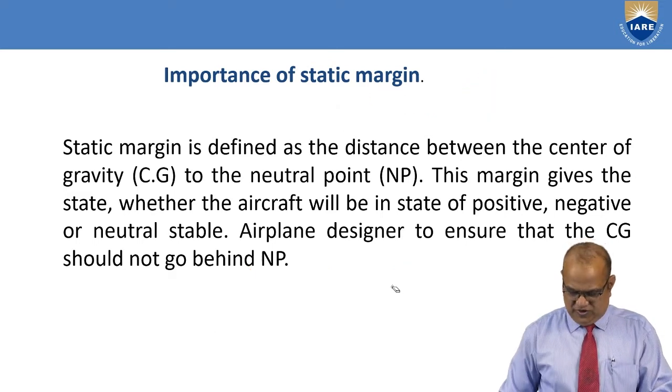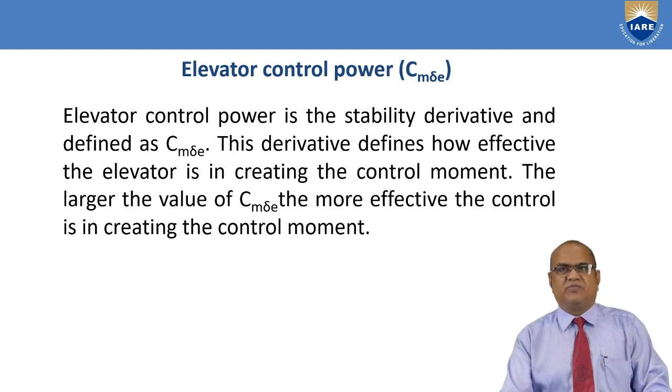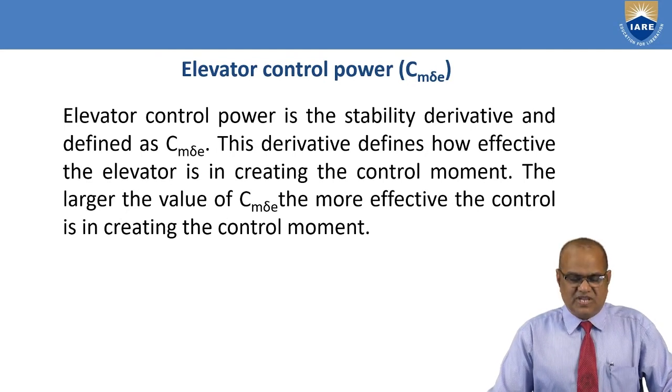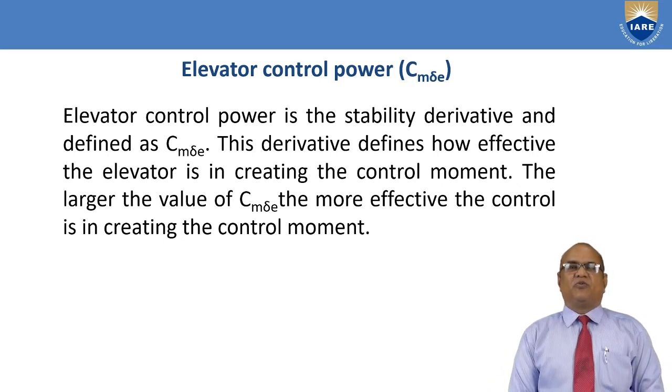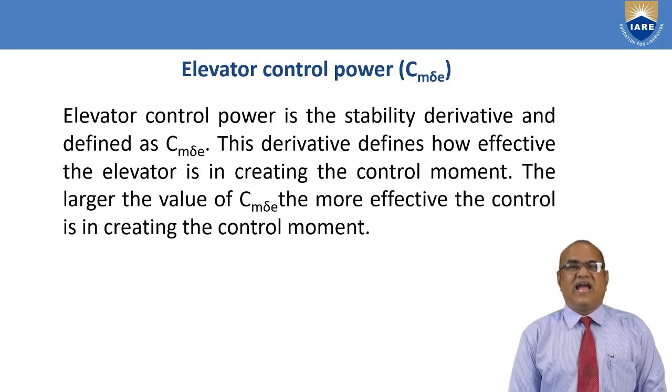Okay, so now I am going to the next topic. It is elevator control power. It is denoted as Cm delta E. So this Cm delta E is dCm by d delta E. Okay, so elevator control power is the stability derivative and is defined as Cm delta E.